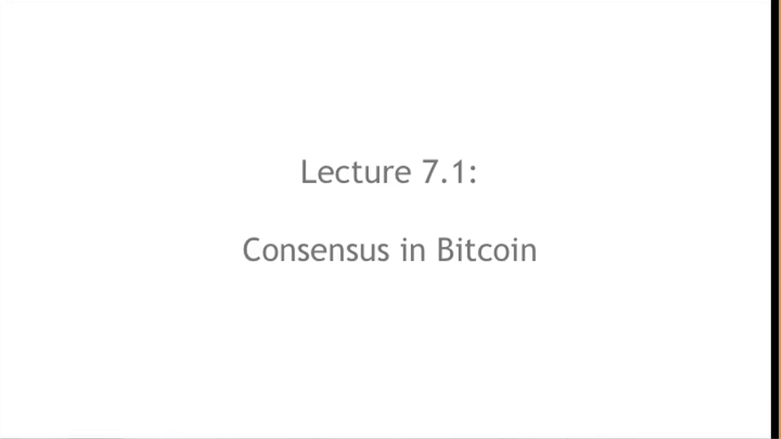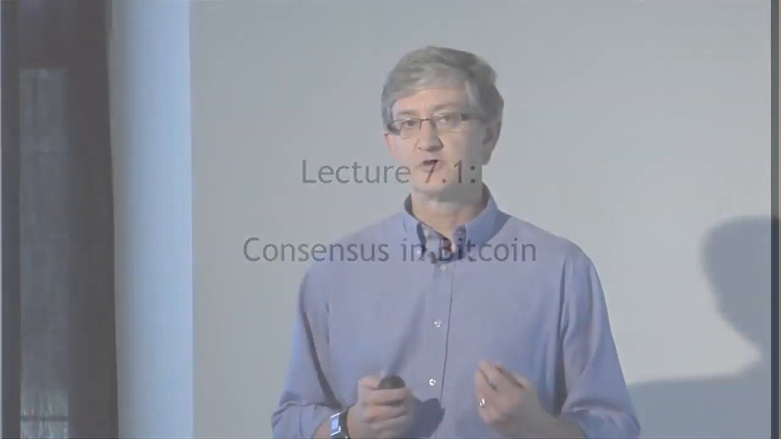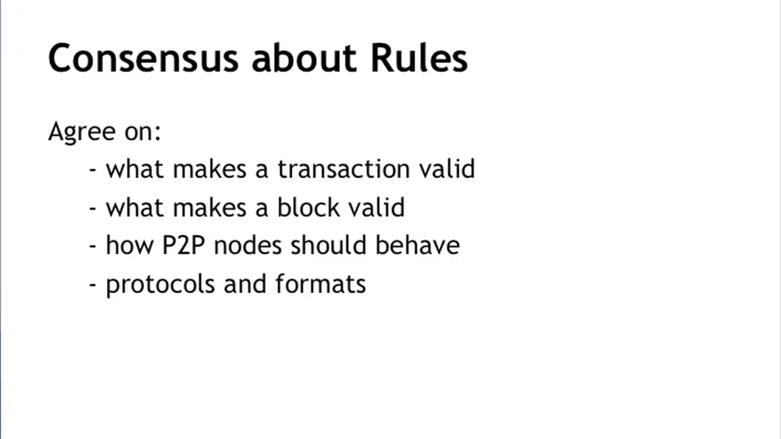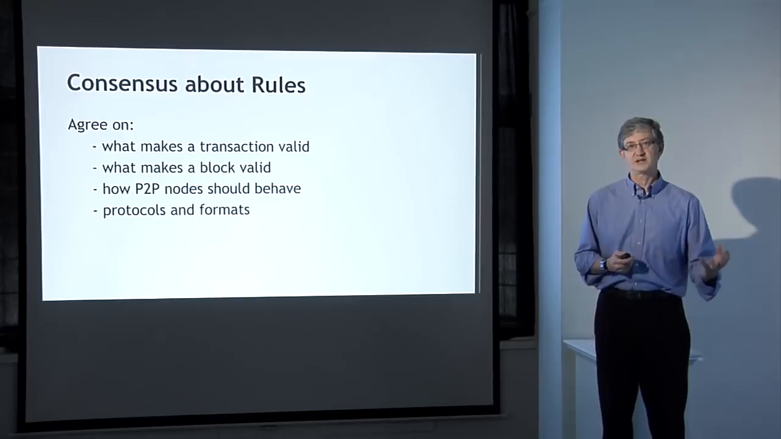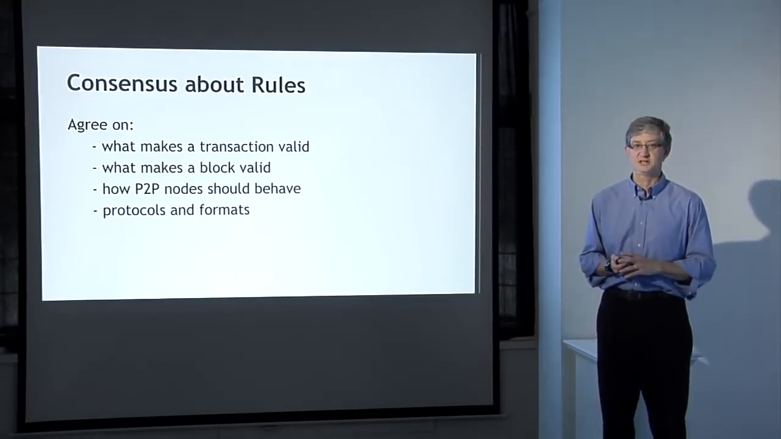In Lecture 7.1, we'll talk about consensus in Bitcoin, the way that the operation of Bitcoin relies on the formation of consensus among people. Now, there are really three kinds of consensus that have to operate for Bitcoin to be successful. The first kind is a consensus about the rules. This is a consensus about things like, what is it that makes a transaction valid? How can you tell a valid transaction from an invalid one? Second, what makes a block in the blockchain valid? Which block should be accepted and which block should be rejected?